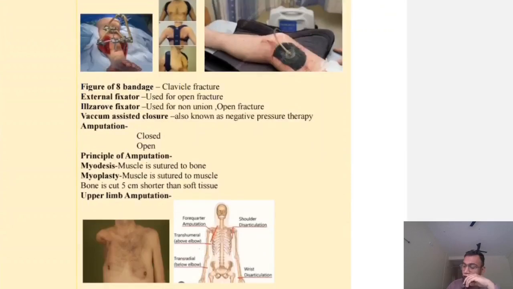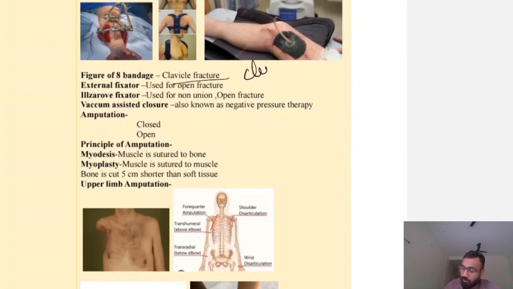Okay. Now the figure of 8 bandage is used in clavicle fracture. So you can see this is the clavicle, this is the clavicle, this is the face.